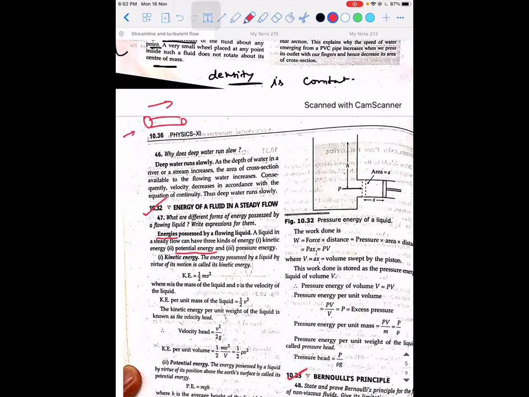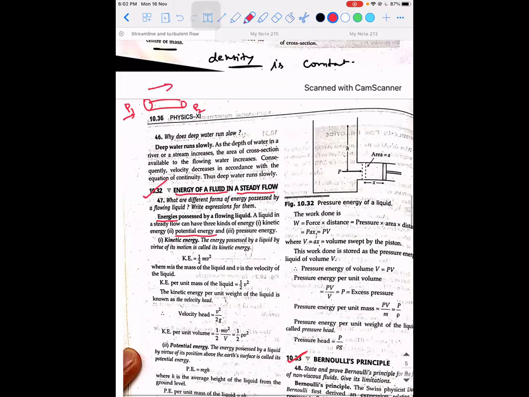So it is because of the difference in pressure. If the liquid is flowing from left to right, P1 and P2, which side pressure should be more? I've already explained this concept. Left side pressure should be more compared to right. The liquid on the left side will push the right side liquid and it will move. That's right. So there are how many energies related to a fluid in steady flow? Kinetic energy, potential energy, and pressure energy.